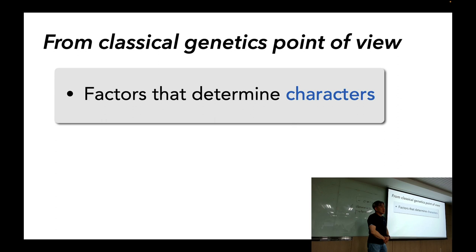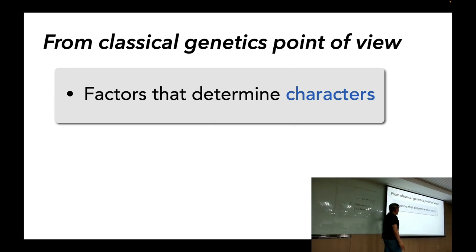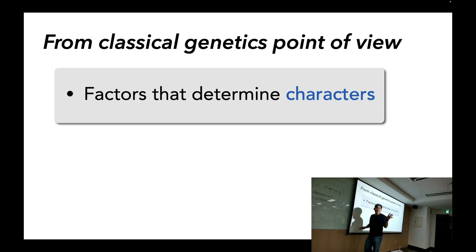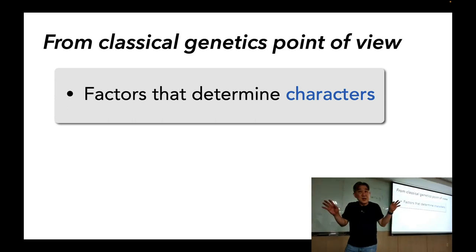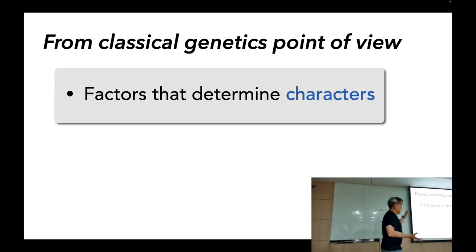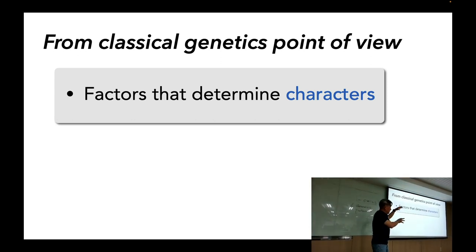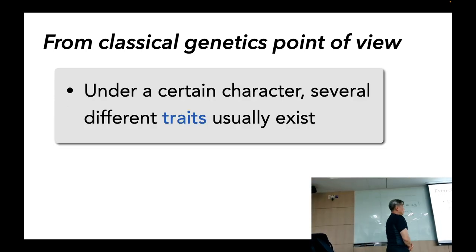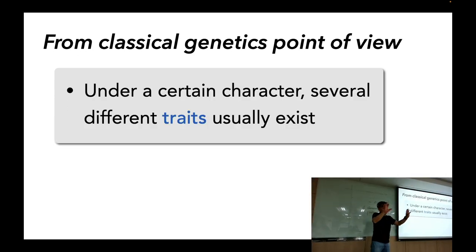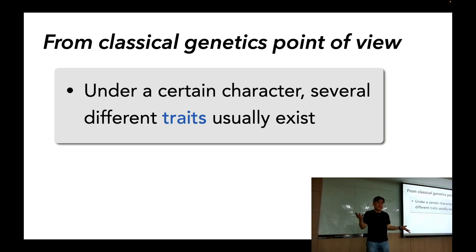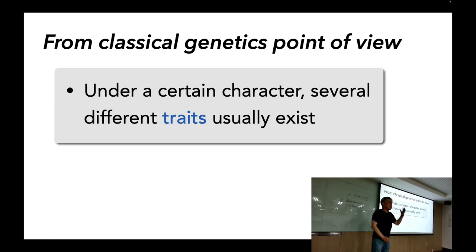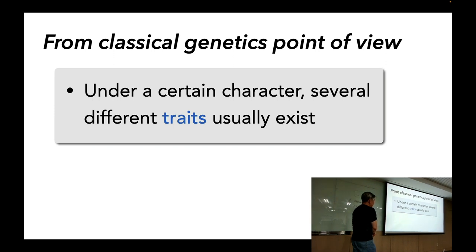According to that classical view of genetics, genes are the factors that determine these characters. What are characters? There are two different terms regarding these genes. One is character and the other one is trait. There is a character and there is a trait. Can you distinguish the difference between character and trait from such a classical point of view of genetics?